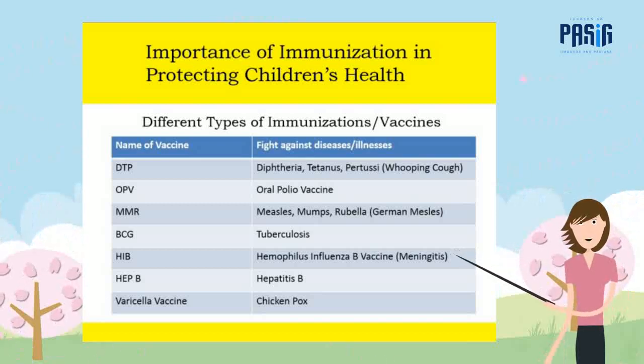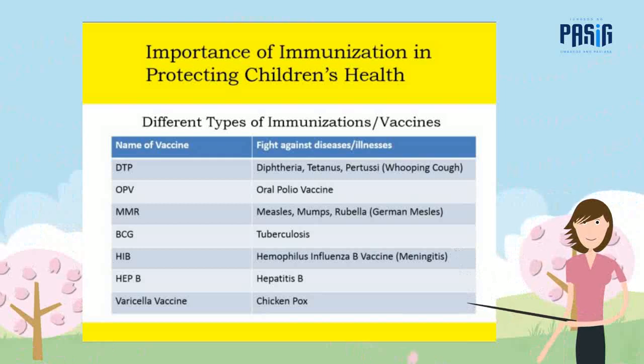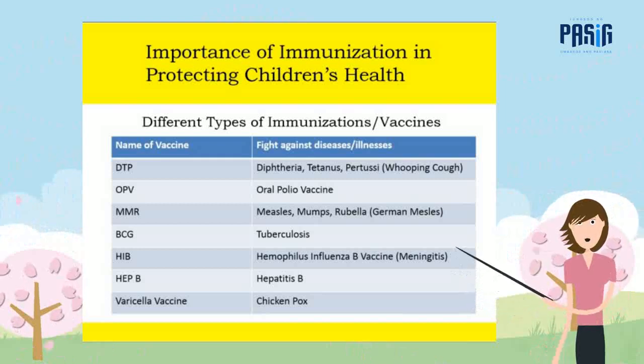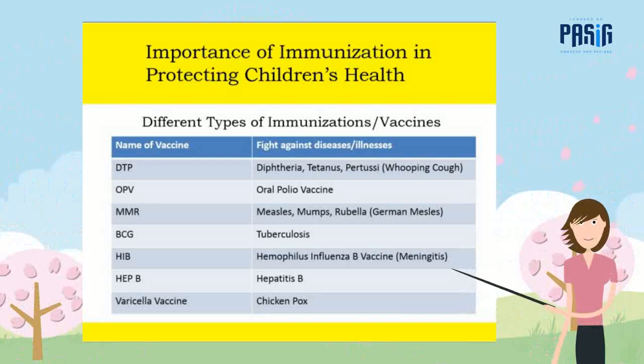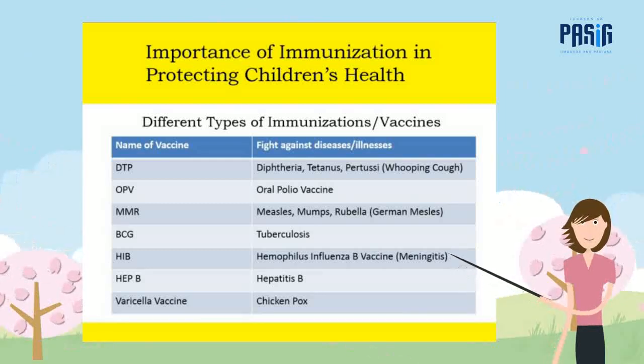HIB, Haemophilus influenzae B vaccine, this is anti-meningitis. Hep B, this is anti-hepatitis B. Varicella vaccine, this is anti-chickenpox.